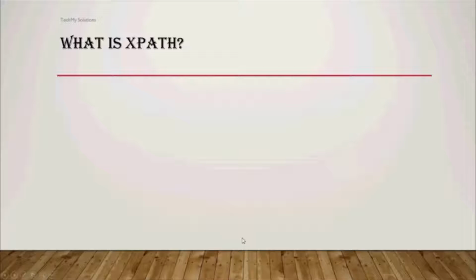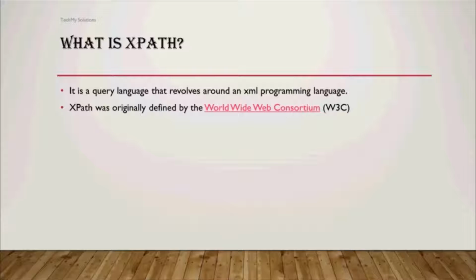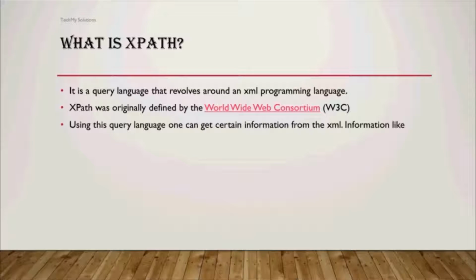Now moving ahead, let's look at what an XPath is. An XPath is a query language that revolves around the markup language XML. It's actually used for XML and XSLT. XPath was originally developed by the W3C. Using this query language, you can get certain information from the XML. You can navigate through the entire XML using XPath expressions.